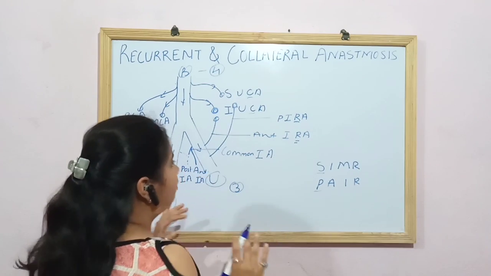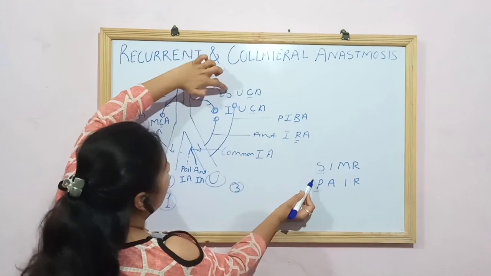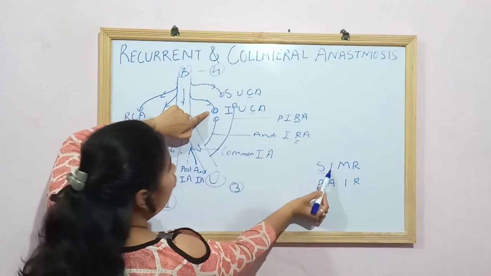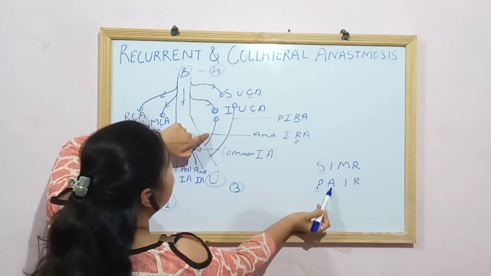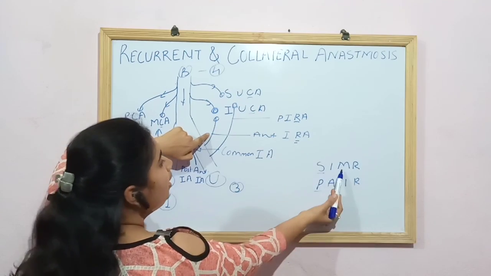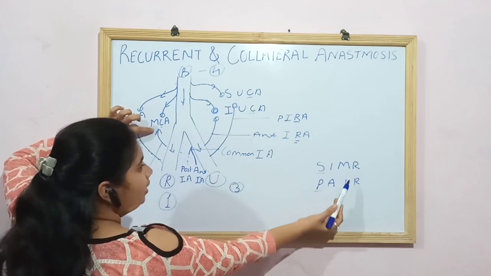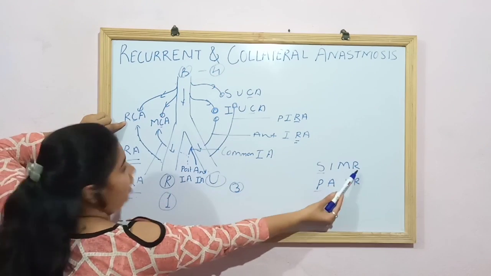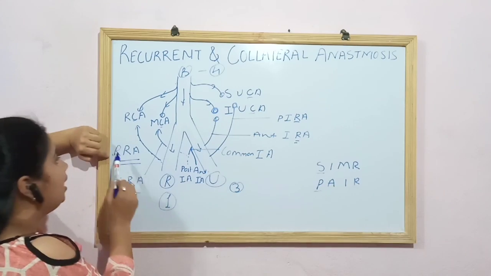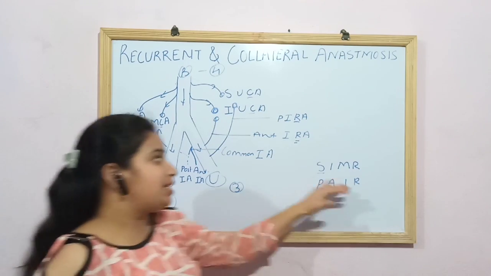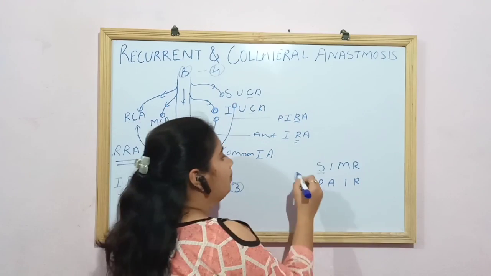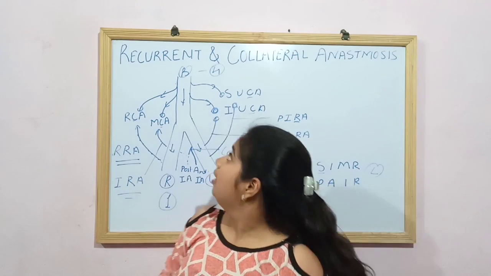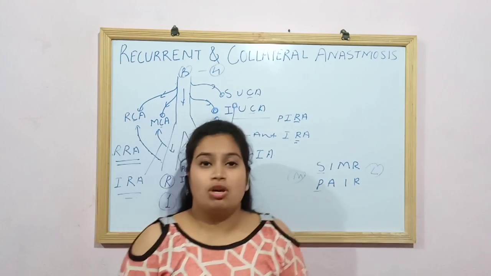Little messy. Let me explain again. The superior ulnar collateral artery is going to anastomose with the posterior interosseous artery. The inferior ulnar collateral artery is going to anastomose with the anterior interosseous artery. Next, the middle collateral artery is going to anastomose with the interosseous recurrent artery, and the radial collateral artery is going to anastomose with the radial recurrent artery. So, SAMR: this is the medial part, this is the lateral part. So this was the recurrent and collateral anastomosis of the elbow joint.